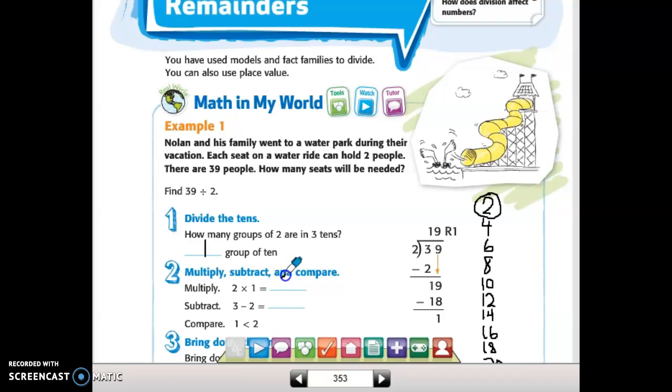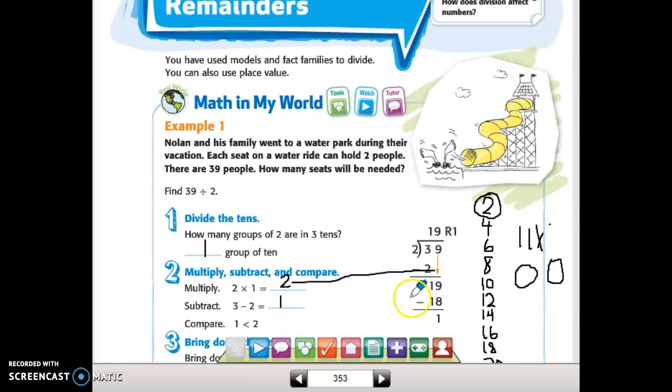2 times 1 is 2, which is equivalent to what they wrote right there. Now we're going to subtract 3 minus 2. This is the regrouping that we've done. If we've got 3 tens and we've broken it apart into 2 groups, so we've got 1, 2, 3 tens, but we've only got 2 groups to fit them into. We have to cross this one out and make it 10 ones, which is what we basically got here. 3 minus 2 is 1. 10 ones, and the 9 that we had to start with makes 19.